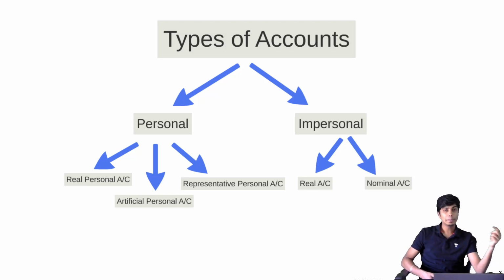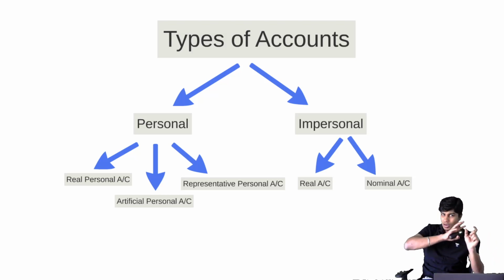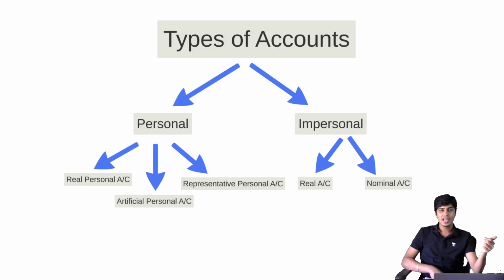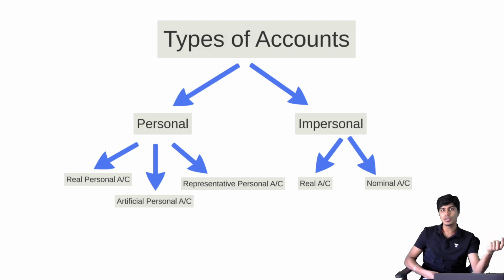For example, prepaid rent, outstanding expenses, prepaid expenses. All of this is not an expense, it is representing a person. Now, when I say prepaid rent, I've paid rent in advance to my owner or landlord. So that account is representing my owner indirectly. I won't write my owner name, neither is it my expense. I'm representing the owner indirectly. Such is our representative personal account.